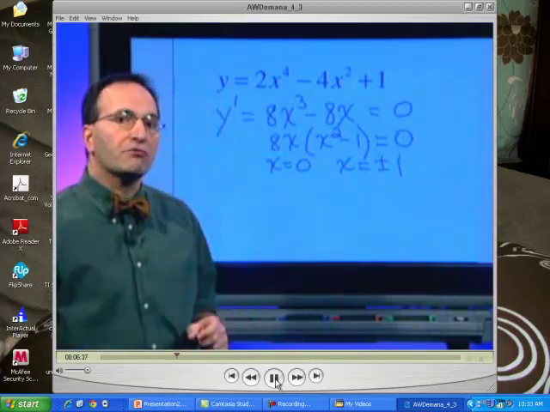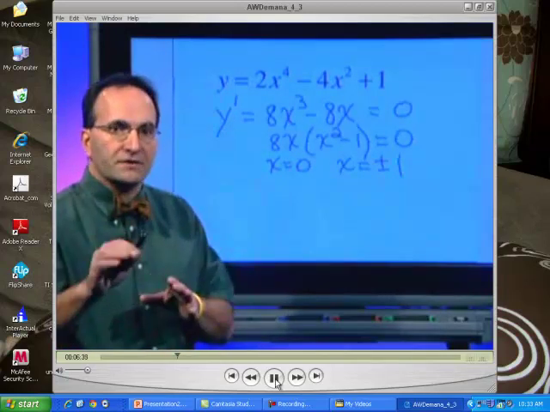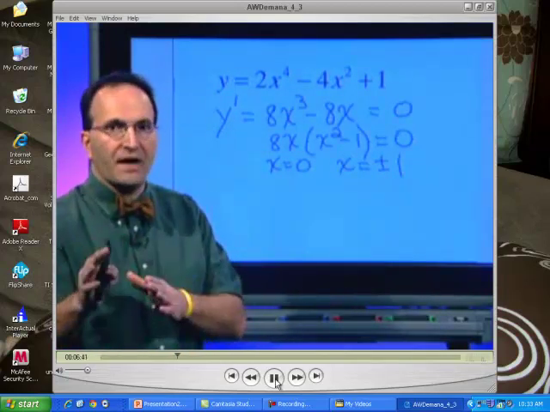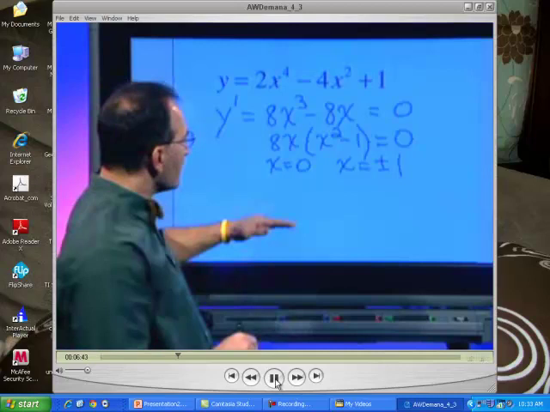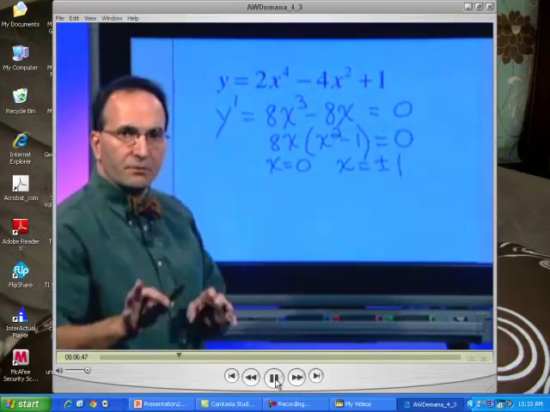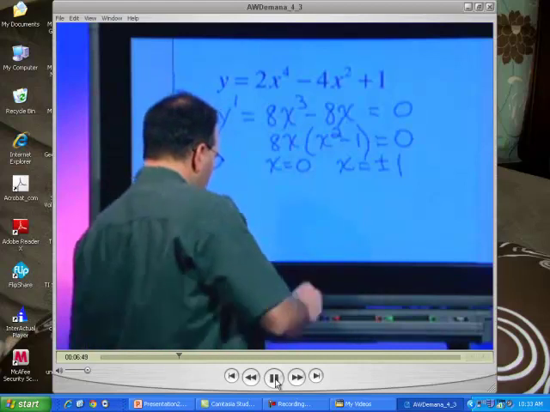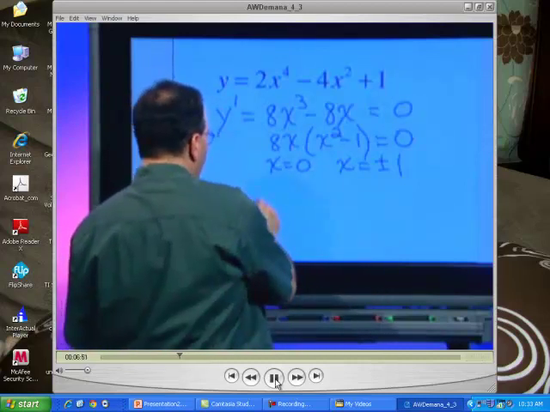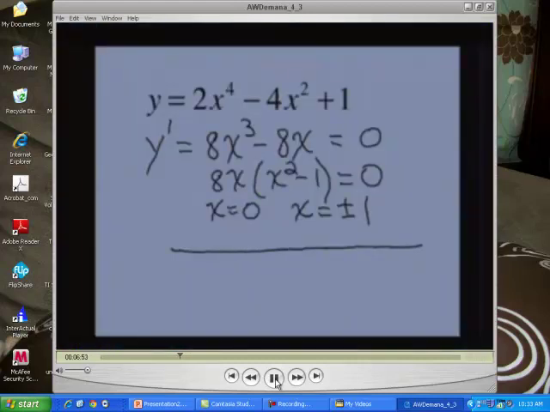So those are our critical values that we're interested in, our extreme values. We don't know what they are yet, but that's what we're going to be looking at. Those are the extreme values that we need to check out. So what we can do is look at a number line. Here's 0, here's 1, and here's negative 1.